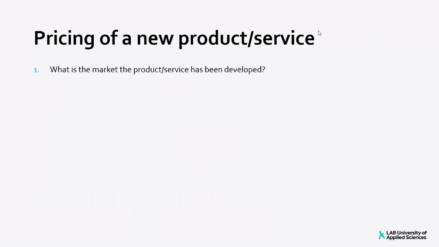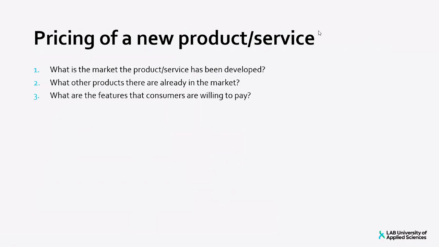The most usual start is that you are thinking about the market this product or service has been developed for. How is that market? What's the price level in that market? What are the other products that are already in the market? And what are the features that the consumers are willing to pay for? And then naturally compare to your own product or service. Are these the things that the consumers are willing to pay for?